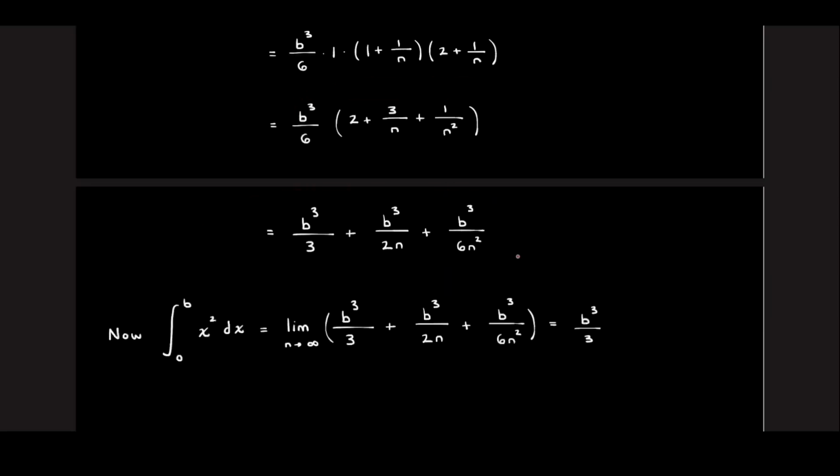Finally, the value of the definite integral from 0 to b of x squared dx is simply the limit of these right endpoint approximations, which we have a nice simplified expression for. So as n approaches infinity, this term and this term will approach 0. And so the value of this limit is just b cubed over 3. That's the value of this definite integral. It represents the signed area under the parabola from 0 to b. In this case, since the parabola is always non-negative, the signed area is equivalent to actual area as we know it.